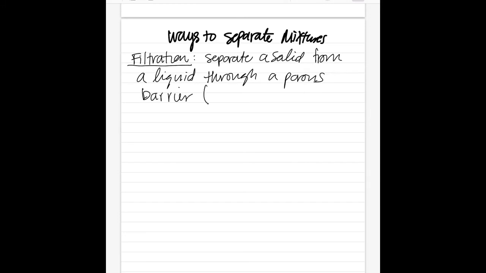So an example of this would be a coffee filter. Okay, because you don't want your coffee grounds in your coffee, because, you know, who wants to drink that? So you filter out the coffee grounds so they don't get in your coffee. And so that coffee filter is a porous barrier. Porous just means things can pass through it.